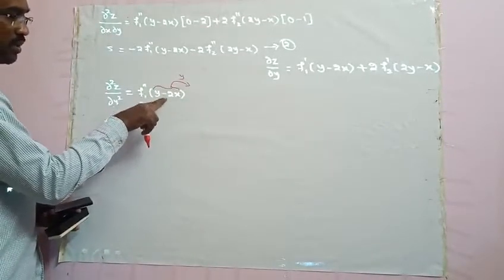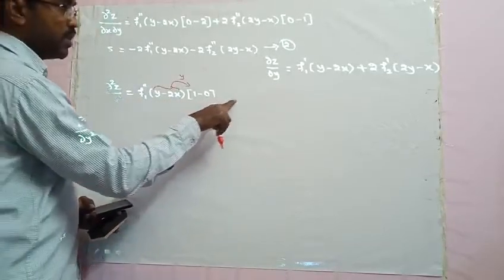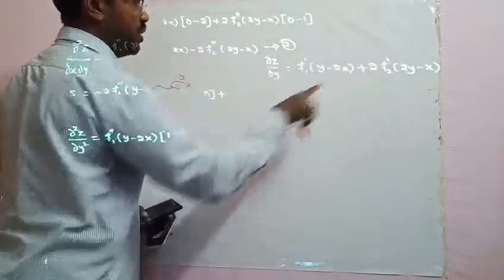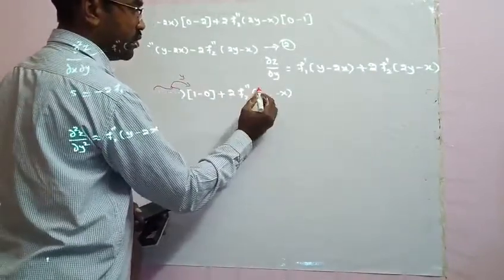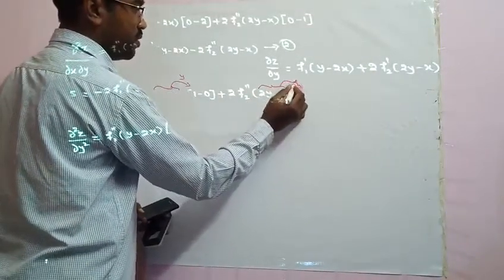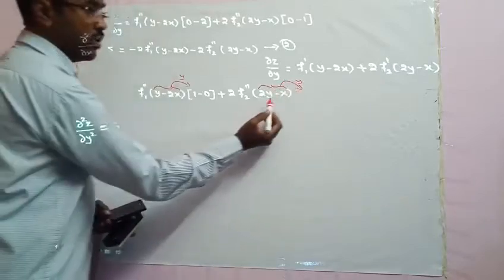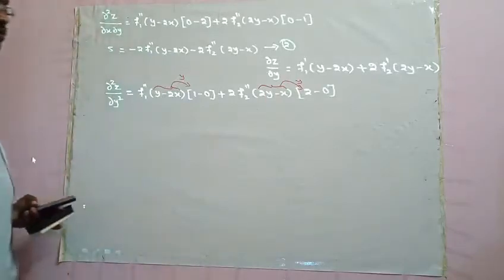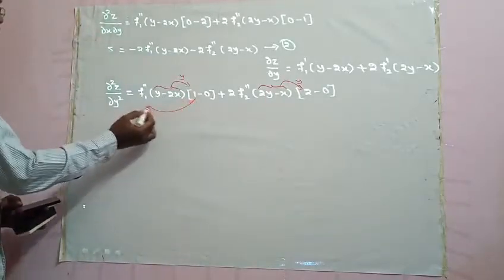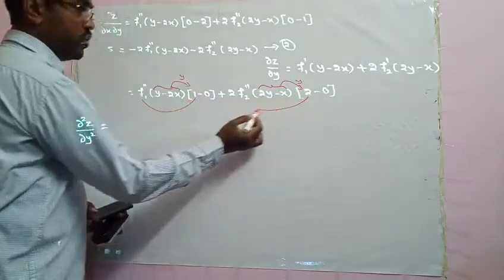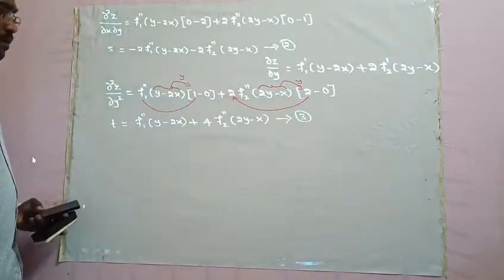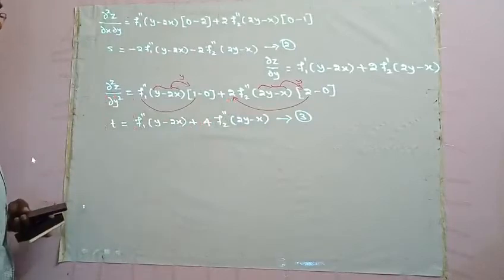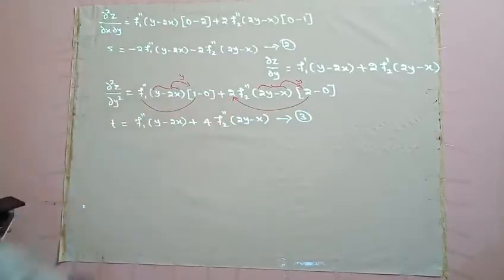That gives 1 minus 0 plus 2 into f2 double dash, into differentiation of this with respect to y. If you do, you get 2 minus 0. Again multiply this 1 with this and 2 with this 2, you will get 4 here and here this. Call it as t. So this is your equation number 3.